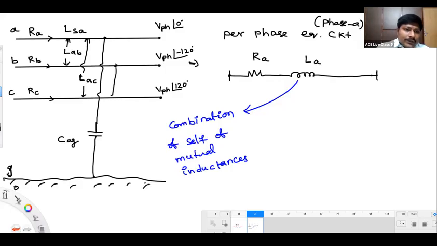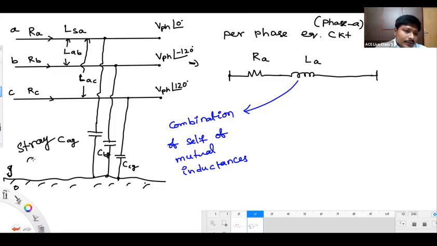Between B and ground also we have some capacitance existing. You can call this CBG. And between conductor C and ground also we have some capacitance existing, CCG. But these conductor-to-ground capacitances, which we call stray capacitances, are negligibly small. These stray capacitances are negligibly small. Stray capacitances are neglected.